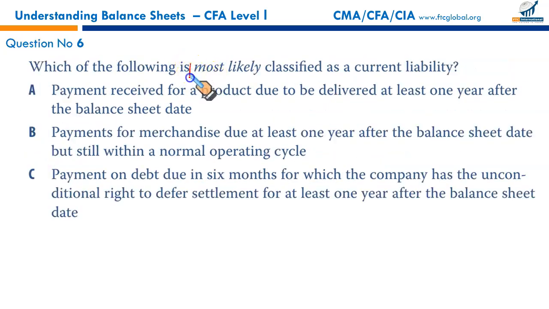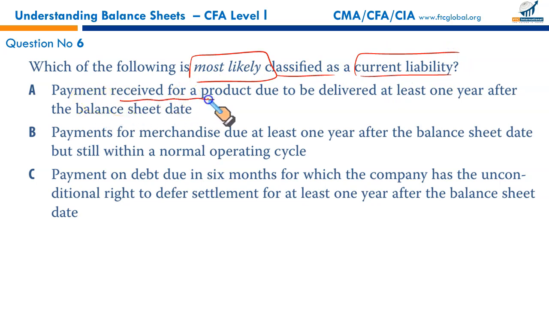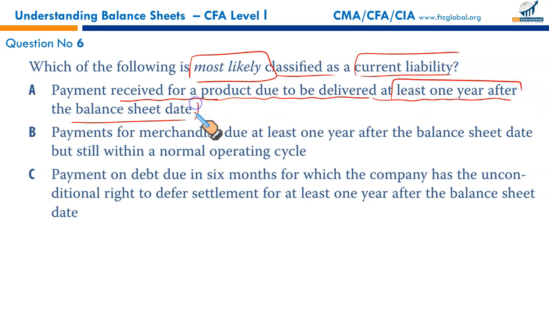Which of the following is most likely classified as a current liability? Payment received for a product due to be delivered at least 1 year after the balance sheet date. It's a non-current liability because the settlement is being done, or the product is being delivered, after 1 year. It's a non-current liability.